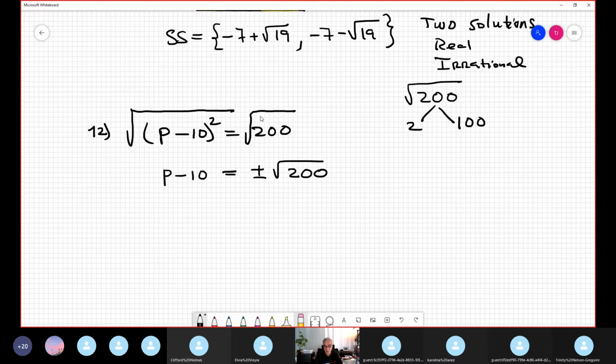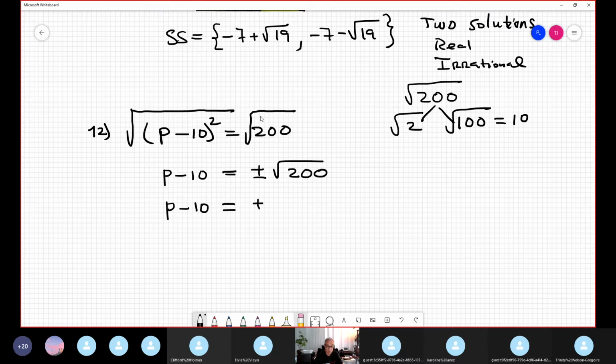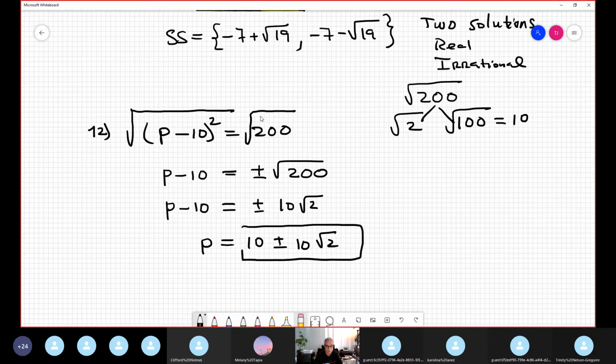And when you compute square root 200, it's square root 2 and square root 100. This guy is 10. And so p minus 10 is equal to plus or minus, of course, 10 radical 2. So the radical stays inside the radical and 10 goes outside. Finally, p is equal to 10 plus or minus 10 radical 2. And again, we have two real solutions. How do you know that it's real? Because there is no i; if there is an i, it is imaginary.